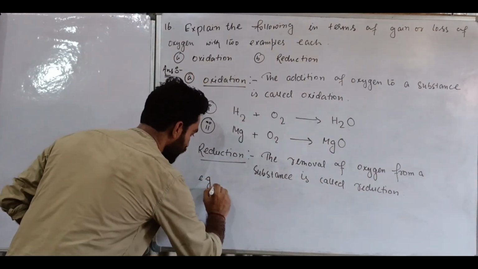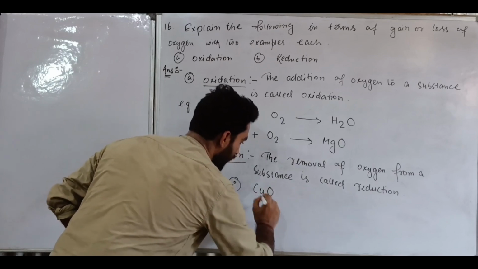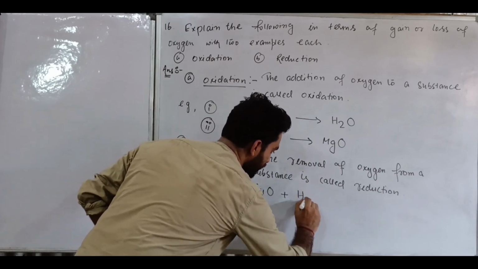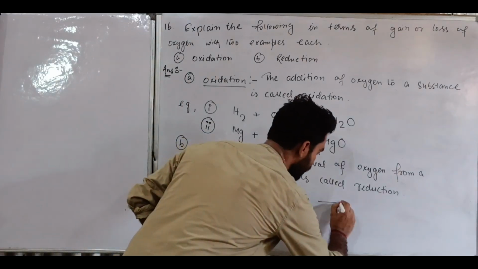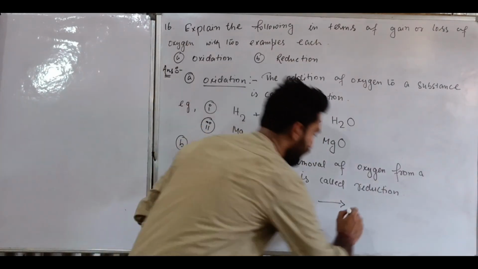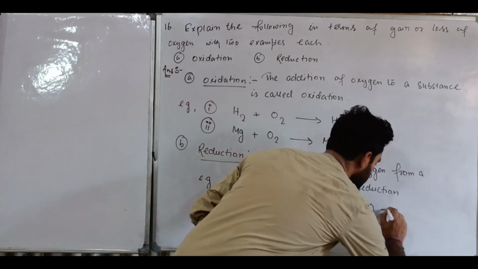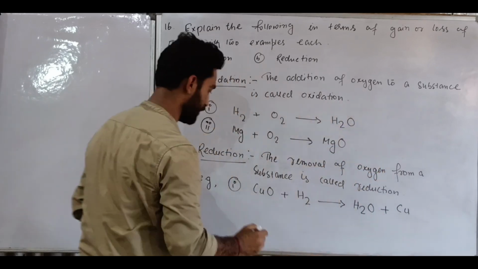Example, copper oxide if it reacts with the hydrogen. Here, this copper oxide will lose the oxygen. So they will form water plus copper.